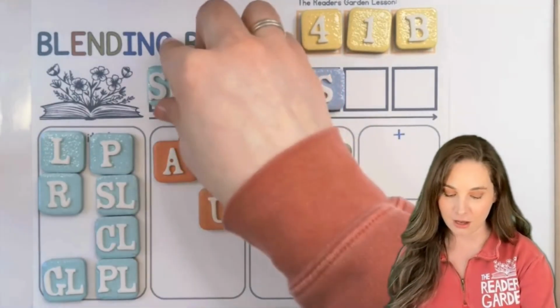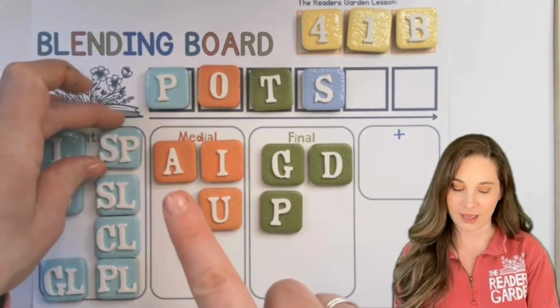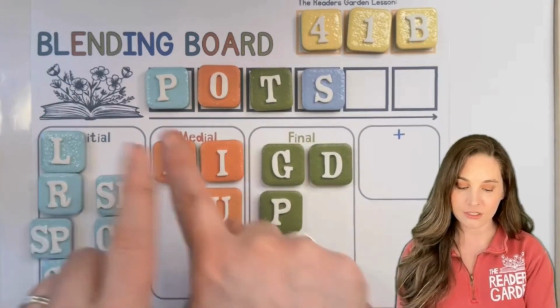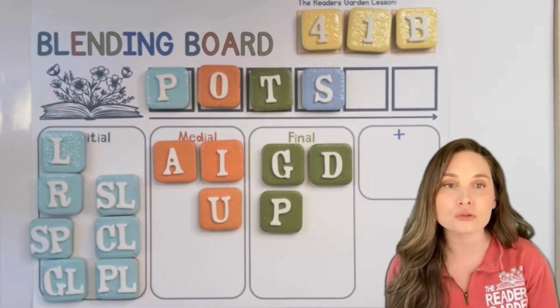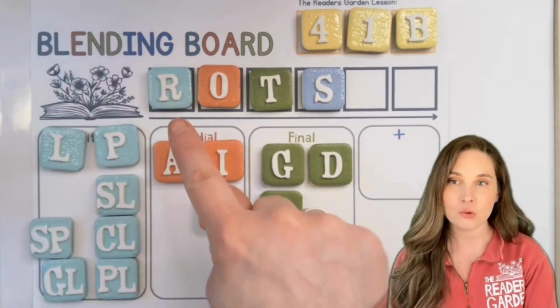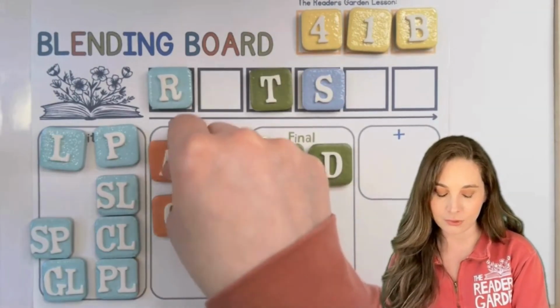Okay, if we take off the sp and instead put a p, we have pots. Pots. Now, I want to change pots to rots. Rots. So I'm going to take off my p and add an R. The word becomes rots. What happens if we take off that O and put an A there?